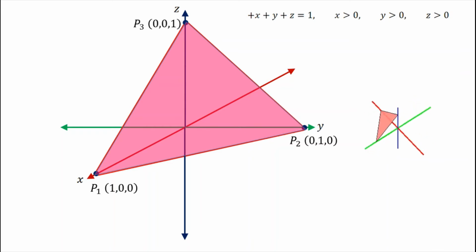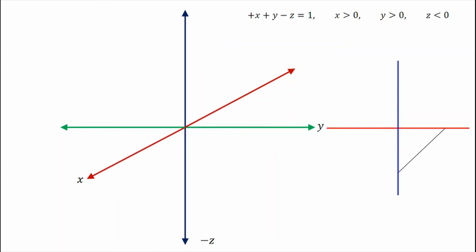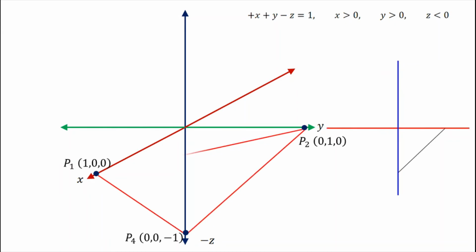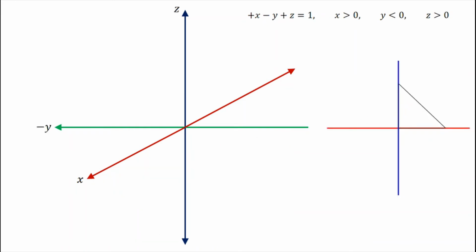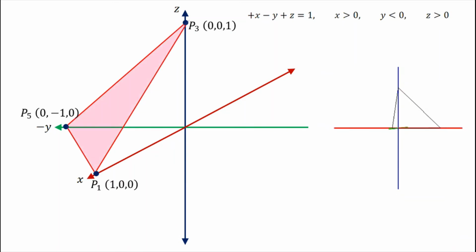Following the same procedure, the other 7 equations can be drawn considering the range of each octant. The points of the second octant, x, y greater than 0 and z less than 0, are P1, P2, and P4 (0, 0, -1). The points of the third octant, x, z greater than 0 and y less than 0, are P1, P3, and P5 (0, -1, 0).